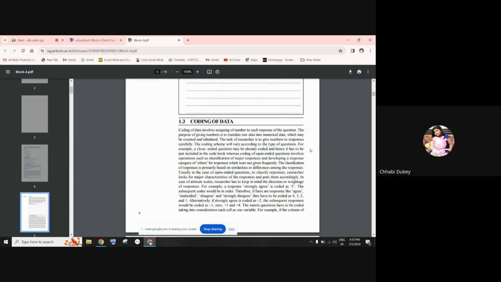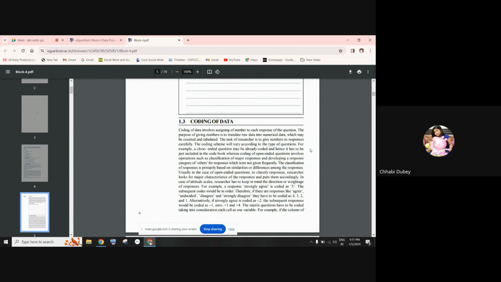And in case of attitude scales, researchers have to keep in mind the direction or the weightage of response. So we have discussed in our last class some of the tools and techniques of data collection, in which we also discussed the attitude scales and the tests. So, when we are dealing with attitude scales, we have to keep in mind the direction or the weightage of response. So, what is the direction of the response, or what is the weightage of the response in case of an attitude scale?